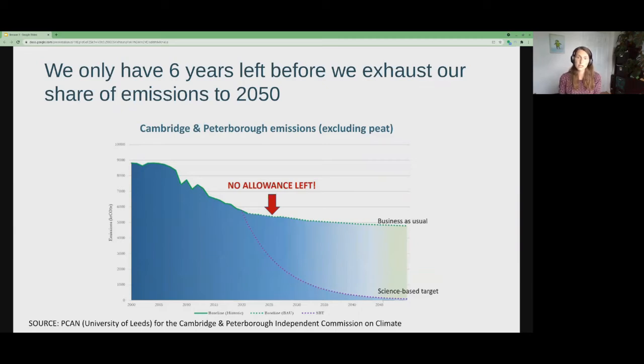If we stuck to what we do now, we would only have 6 years left, and then we've exhausted our budget. We've spent all of the budget and nothing is left for future generations to spend. So it is a climate emergency. And so when we talk about budget, how are we spending this budget at the moment?